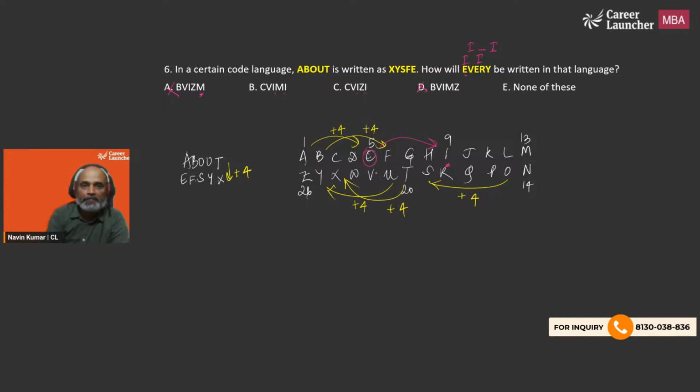Let's look at V. So if you are at V, and if we move +4, we will end up at Z. So this is basically Z here.